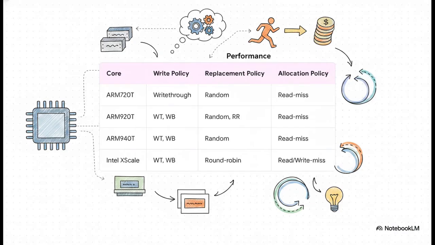What's so fascinating when you look at a table like this is that it becomes really clear there's no single best setup. Check out the ARM 720T. Simple, safe, write-through with random replacement. But then you look at the ARM 920T, and it gives designers the choice of the faster write-back policy and lets them pick between random or round-robin replacement. And then you see the Intel XScale, which is the only one on this list that even supports a write allocation policy. Each one of these combinations is just a different set of trade-offs between cost, performance, and complexity.